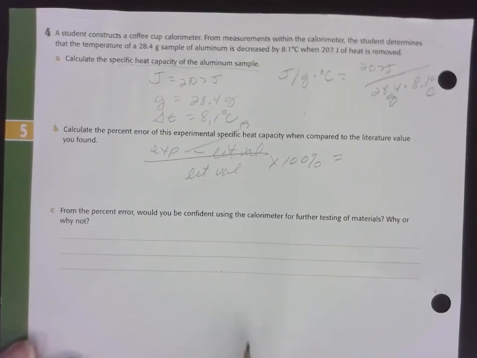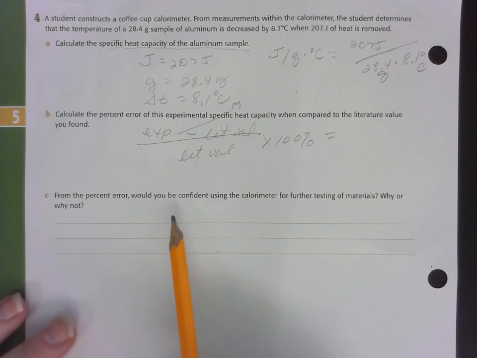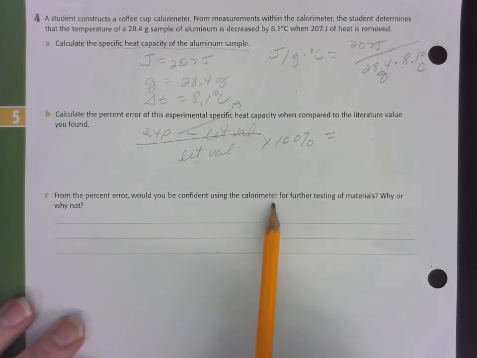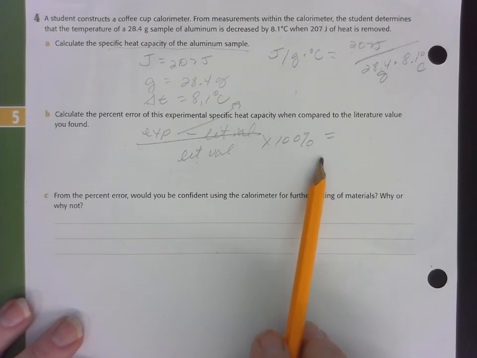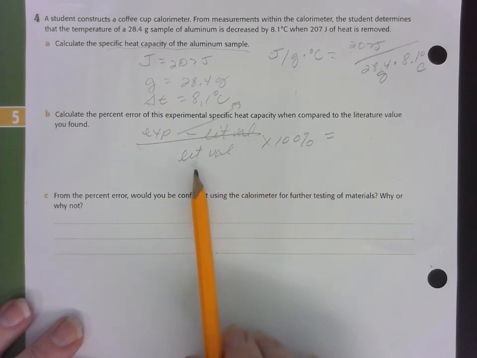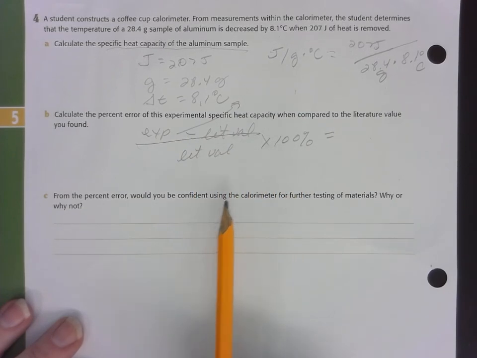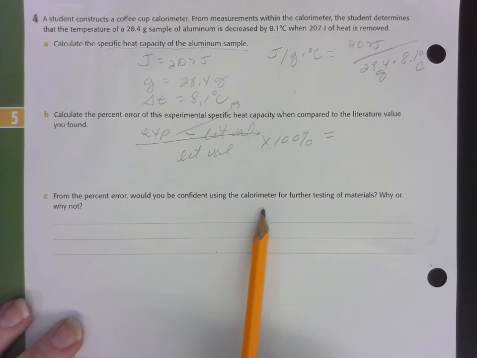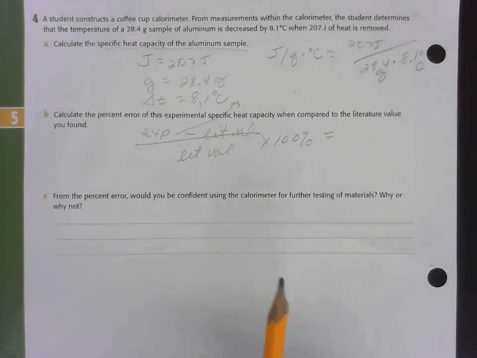And then would you be confident using this particular calorimeter? So how close were you to the literature value, and what was your percent error? You'll evaluate that and then use that to rate your confidence in using this particular calorimeter for further testing materials, and why or why not you would use it. So that concludes this pre-lab.